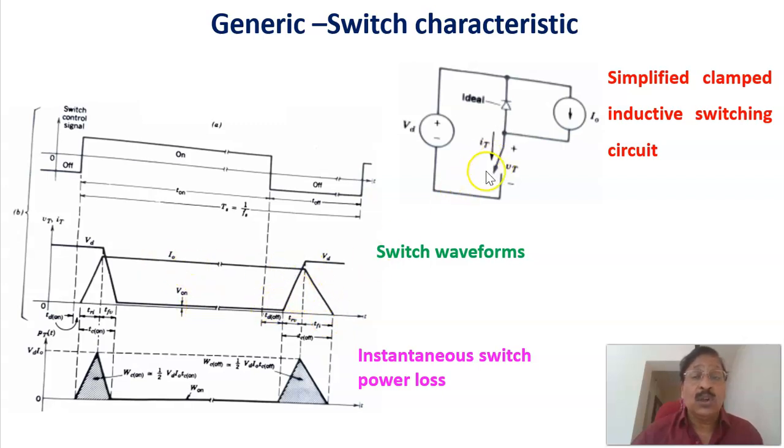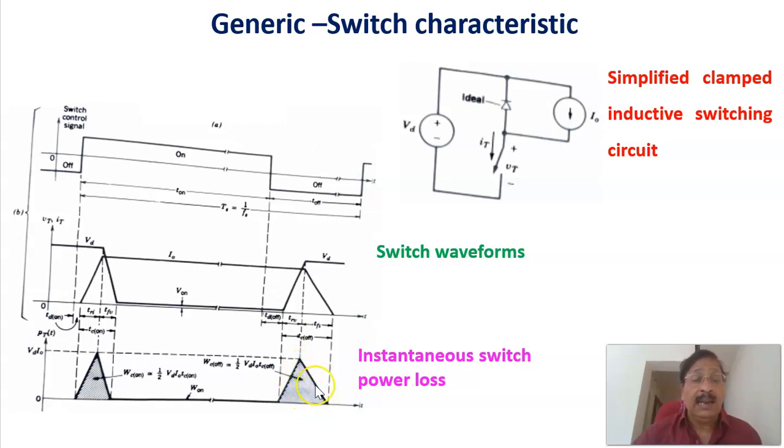When the switch is off, the voltage across the switch builds up to the final value Vd. It takes some time. Similarly, the current is dropping from the I naught value to 0. It takes some time, and this is called the fall time of the current, and this is called the rise time of the voltage. And again, if you calculate the product of the voltage and current, that will give again a triangle-type figure.